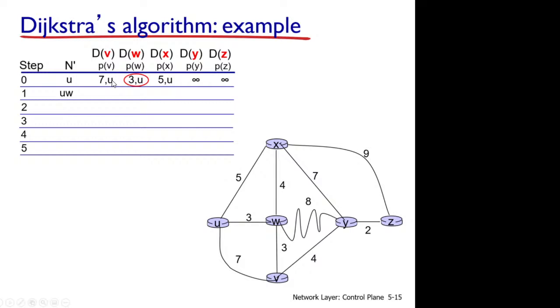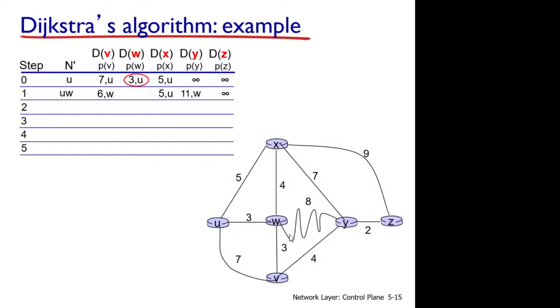Now, at this point, we look across everything we know about in this iteration, and we see that the least cost path of all of them was this one here, 3, U. So 3 was the smallest number. So we'll add this node, W, to the list of nodes we know everything about, and we move on to the next step.